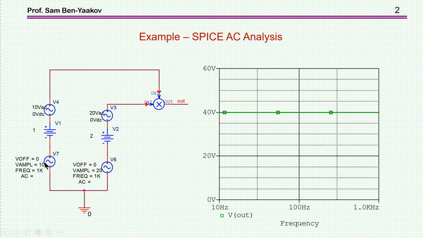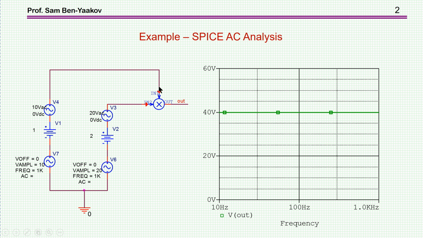Let's forget about these two sources. These are transient sinusoidal sources for transient analysis, and we are now concerned with AC analysis, so these will be disregarded. And we have here two AC sources, one 10 volt, the other 20 volt. There is a DC source, 1 volt, and then another one, 2 volts, inserted with the AC sources.